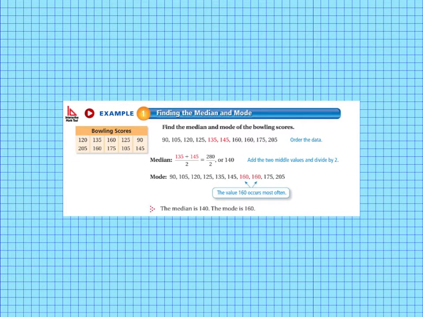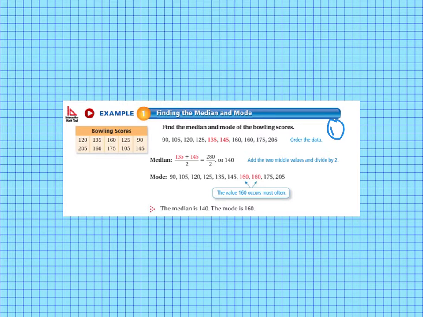Let's take a look at example 1. We're being asked to find the median and the mode of these bowling scores. So where it asks what you're being asked to do, that's the question. And our first step is to order the data. A lot of kids try and find a shortcut for that and not put their numbers in order. There really is no shortcut. You need to do that.